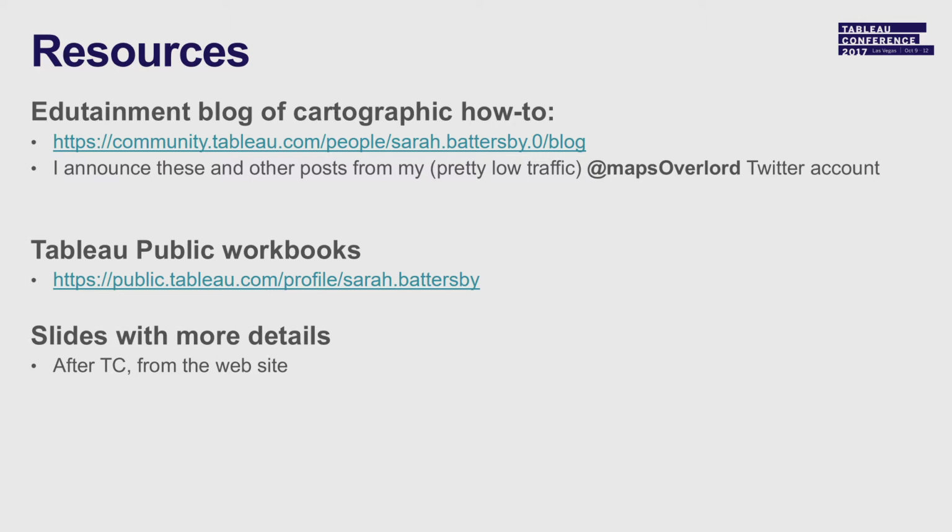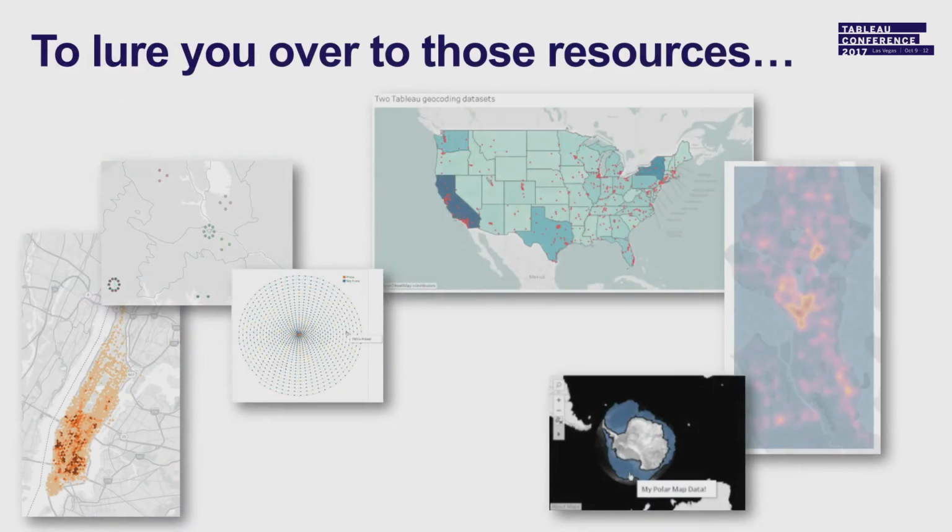And they're actually already up on Tableau Public, should you want them. Just to lure you to some of those resources, I have things related to spatial binning. So if you want hex bins, square bins, binning into arbitrary geographies, if you have data points that overlap and you need to jitter them, if you want dual axis mapping, if you want heat maps.